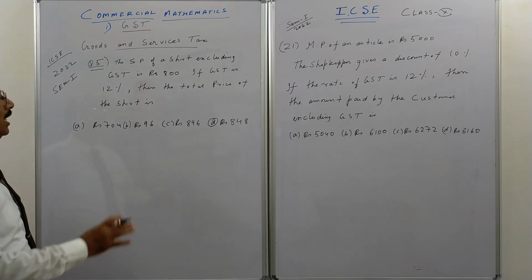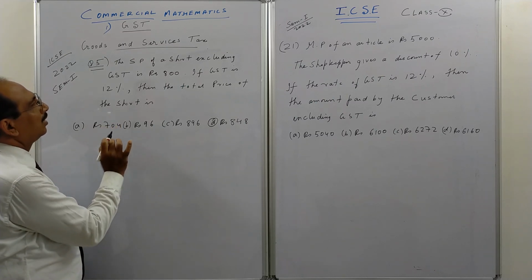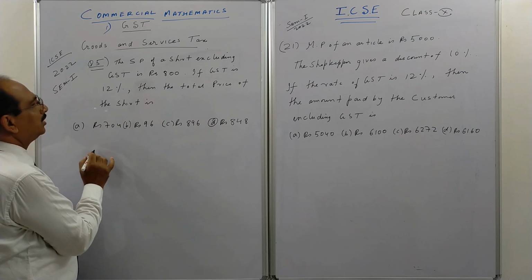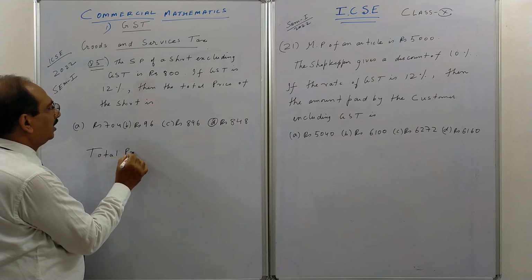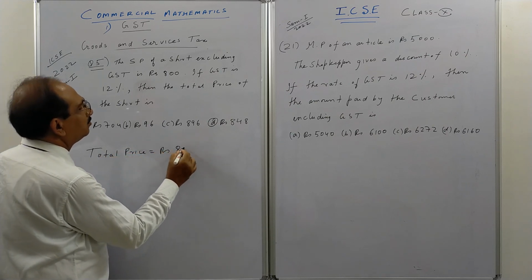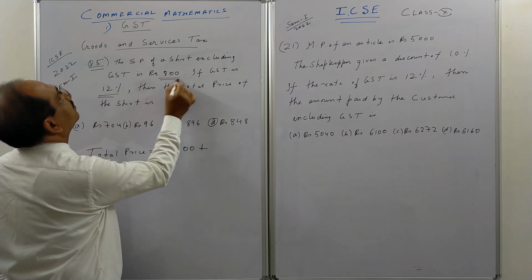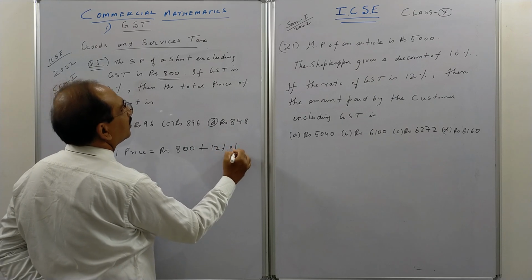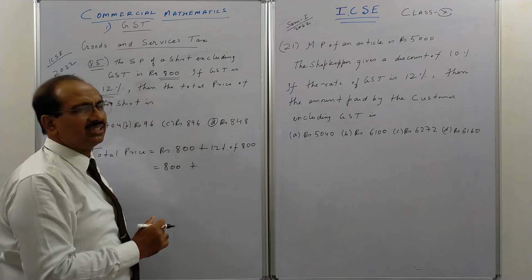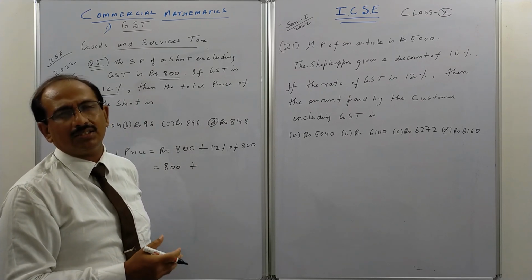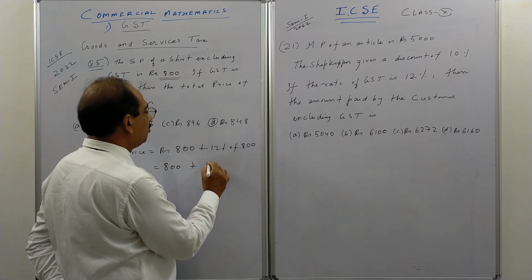So here we go. The SP of a shirt including GST is 800 rupees. If the GST is 12%, then the price of the shirt is the total price. So total price, children, is definitely you have to pay 800 plus 12%. So underline this main word, plus 12% of 800. So this is 800, children. Percentage is quite simple. This is generally I teach in 7 and 8, basically 7 if I remember, 6 also.